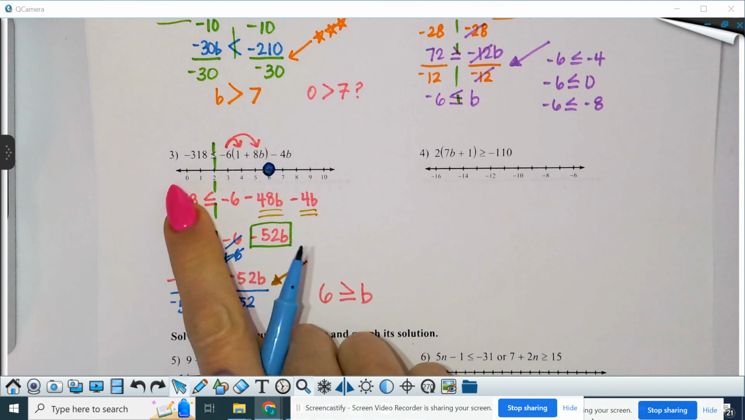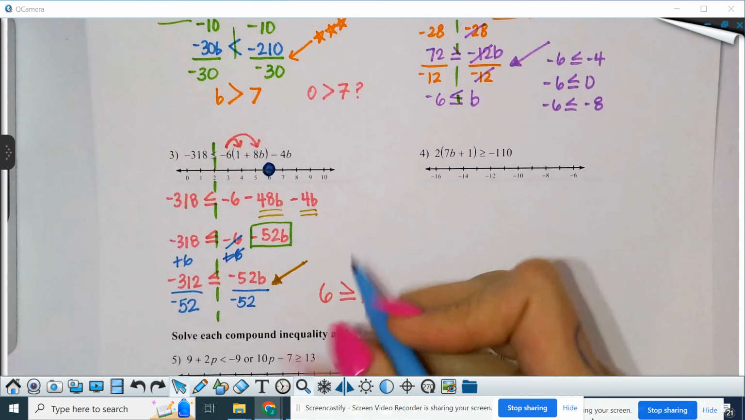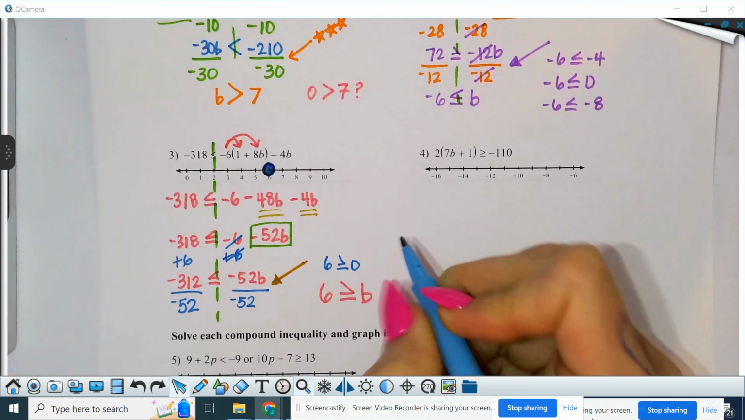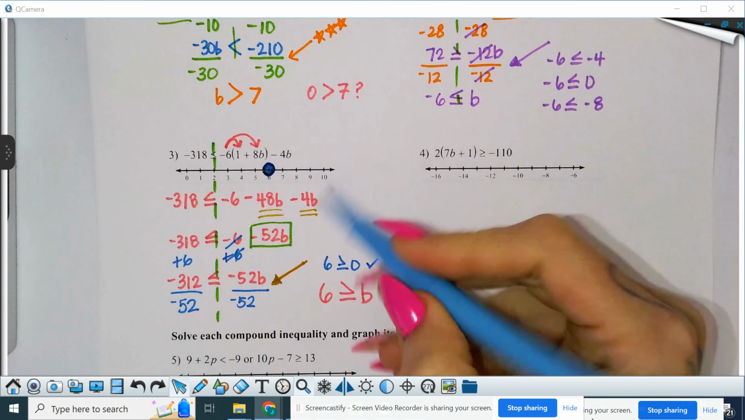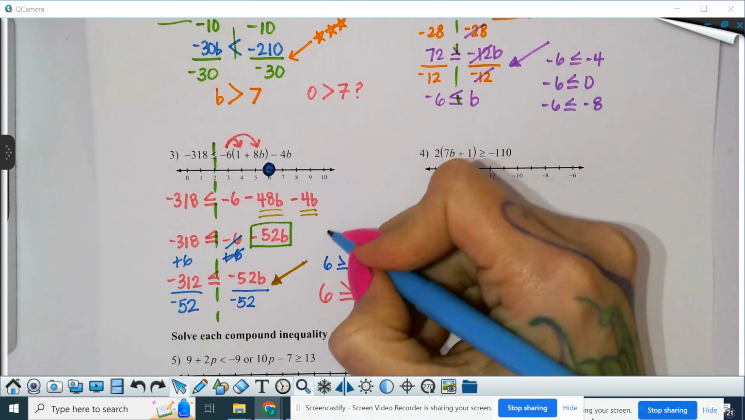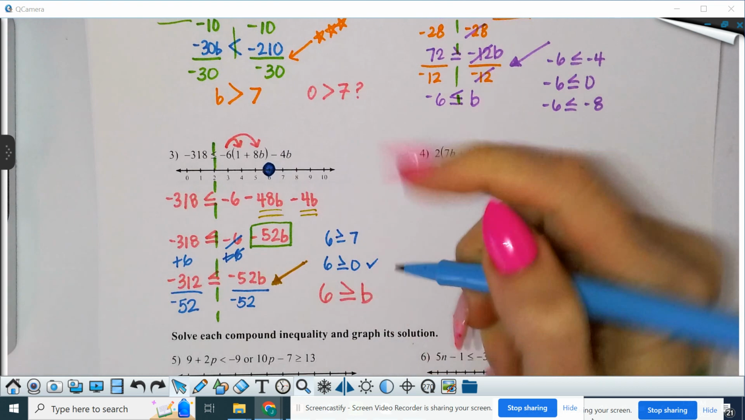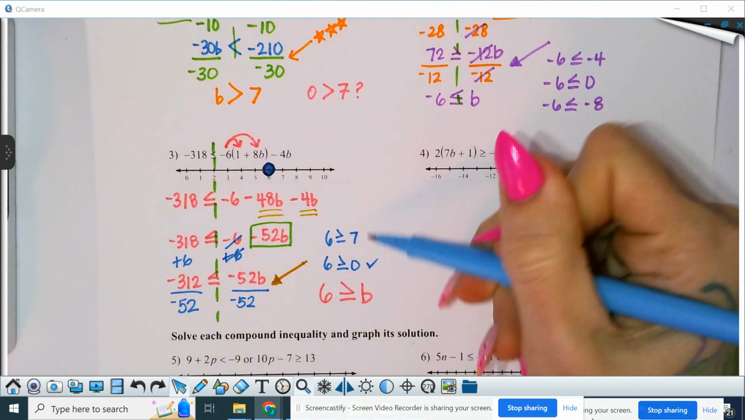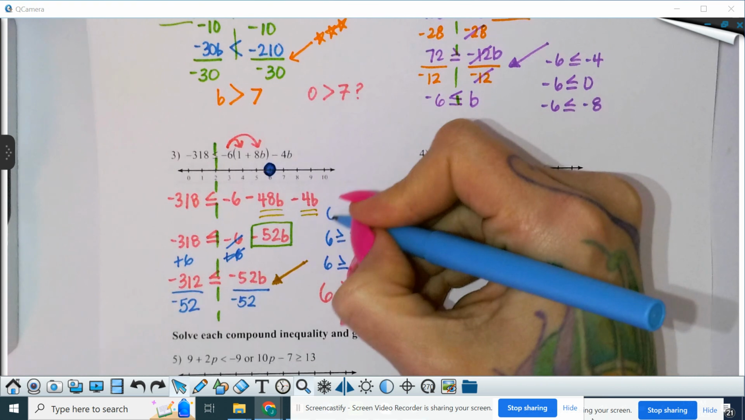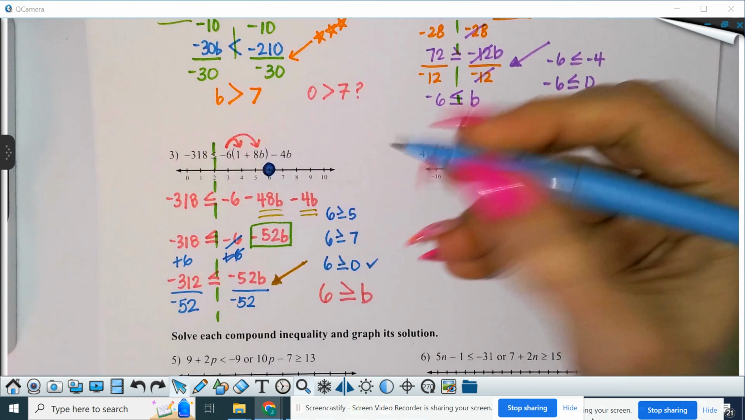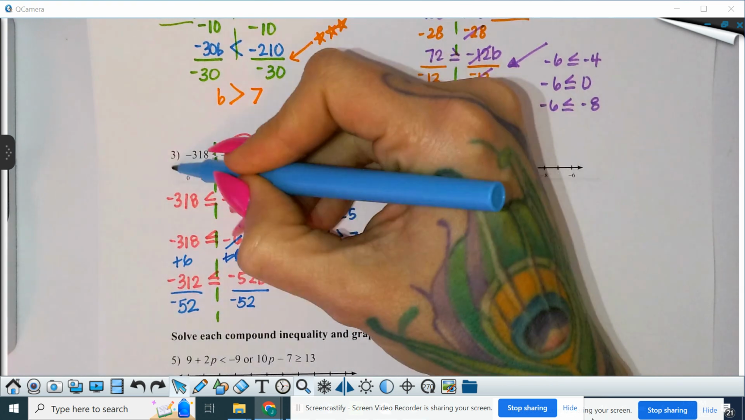So 0 is over here. Is 6 greater than or equal to 0? It is. Or like I said, you could try 5 and 7. Is 6 greater than or equal to 7? Because that would be coloring towards the right-hand side. 6 is not greater than 7, so that's not good. And then I guess you can check 6 is greater than or equal to 5. That is true. So 5 and 0 is working. So we're going to color in that direction.